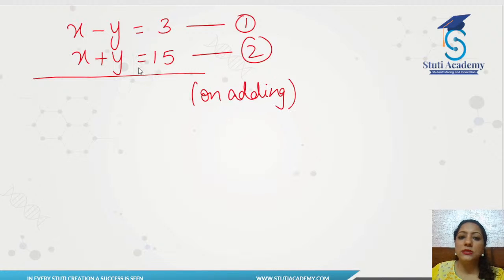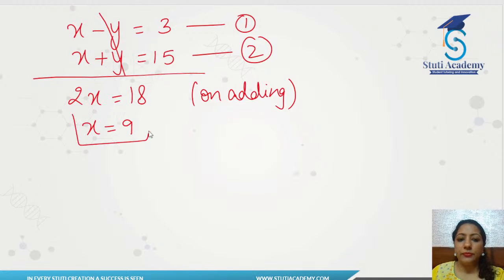I'm adding because here I can see that the coefficients are the same and the signs are different. They're already different, so we are adding. So this will get cancelled. We will get 2x is equal to how much? 18 here. And x is 9.